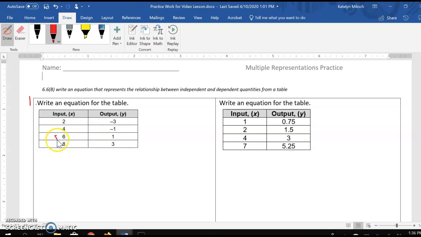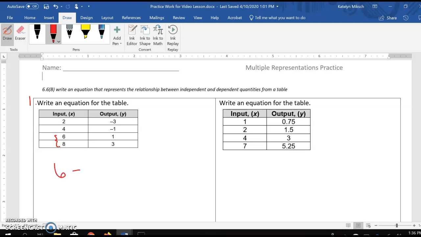It's probably easier to look right here at these positive numbers because it's just easier to work with those. So if I'm starting with 6 and ending up with 1, I might be dividing by 6. 6 divided by 6 gives me 1. But if I do 8 divided by 6, I'm not going to get 3. So then I'm going to look at subtraction.